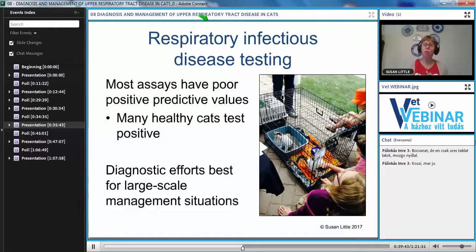So we usually will reserve our diagnostic efforts for the infectious diseases for large-scale management situations, not for that sort of individual pet home situation, because it's often not money well spent. We often don't get a good answer. So I'm talking about, again, whether you're sending in cultures, or maybe your reference lab offers a PCR panel for respiratory pathogens. Many of the large commercial labs do that now. Again, the positive predictive value of these types of diagnostic tests is not very good.